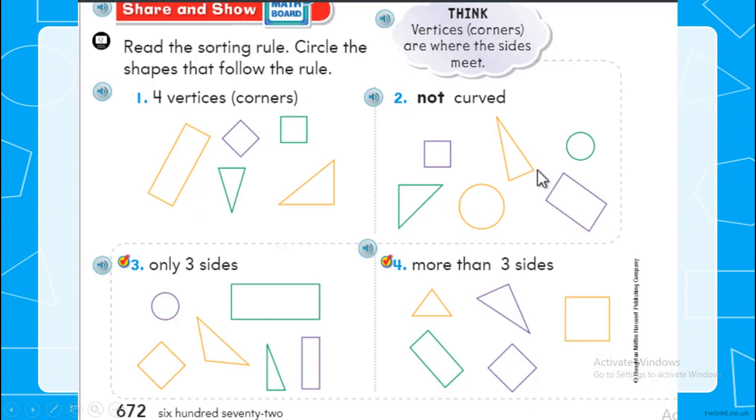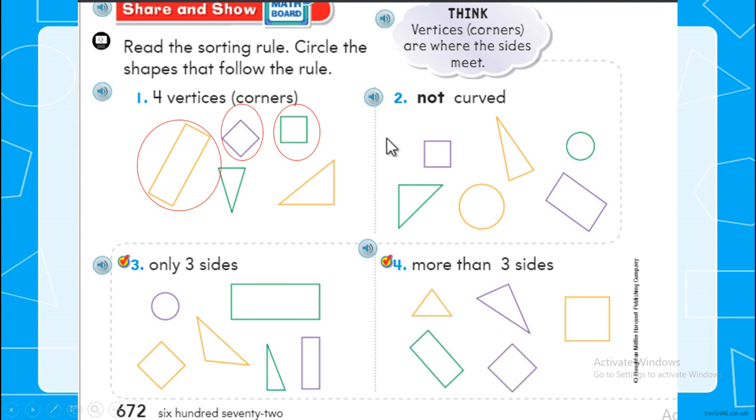A square is a special kind of rectangle. Now read the sorting rule and then circle the shapes that follow the rule. Here we want to circle the shapes that have 4 vertices. They tell you that the meaning of the word vertices are corners. So where are the shapes that have 4 vertices? The rectangle, the square, and the other square. Can I circle the triangles? No, they only have 3. I cannot circle them. I want to circle the shapes that have 4 vertices only.